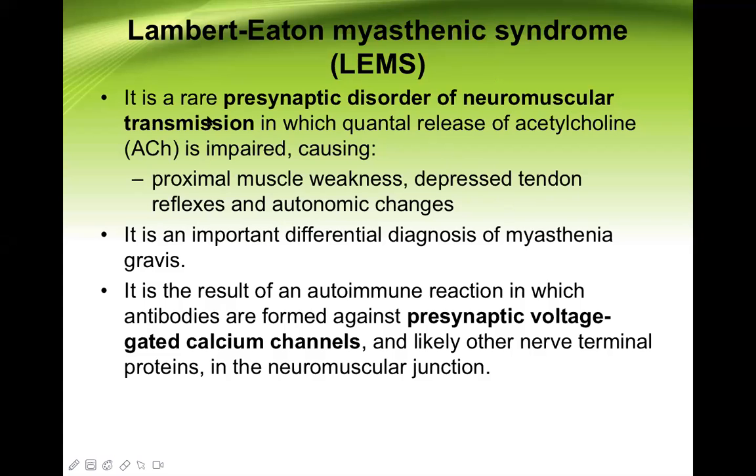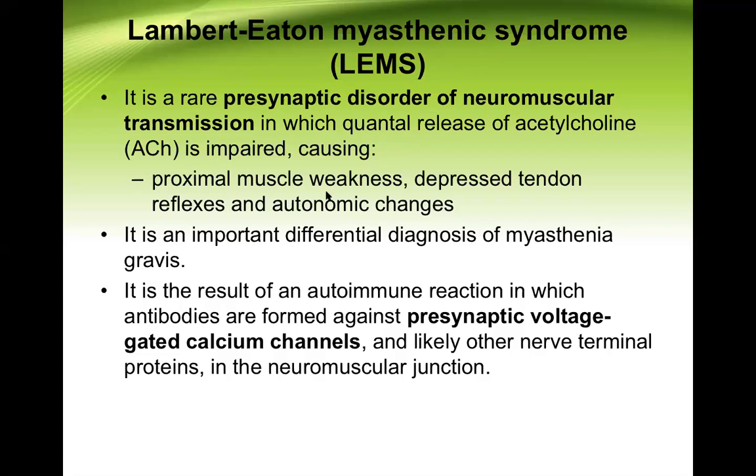Now let's come back to the topic. It's a rare presynaptic disorder of neuromuscular transmission in which quantal release of acetylcholine is impaired. If you compare myasthenia gravis and Lambert-Eaton syndrome, there is a difference in the site where the problem occurs. In this condition, there is a problem in the presynaptic membrane, or presynaptic terminal, because there lies the vesicle where acetylcholine is stored, and the acetylcholine release from those vesicles is impaired. So this is a very important point.